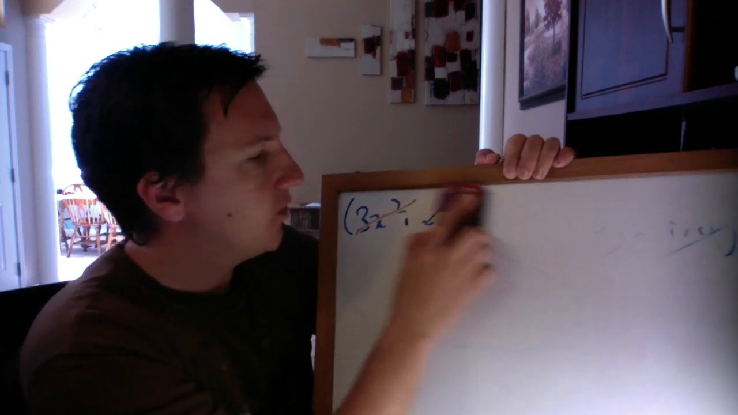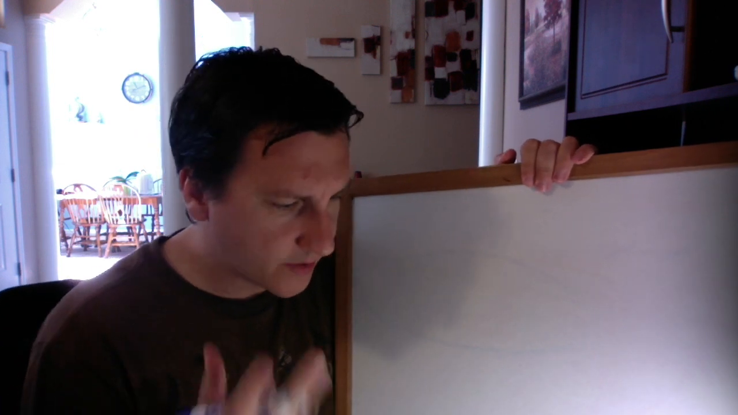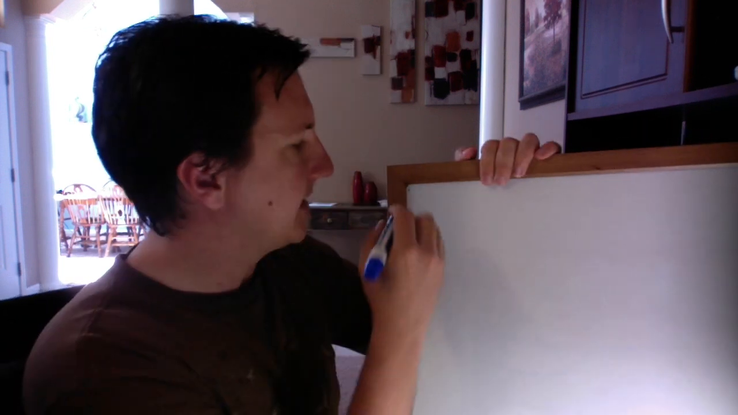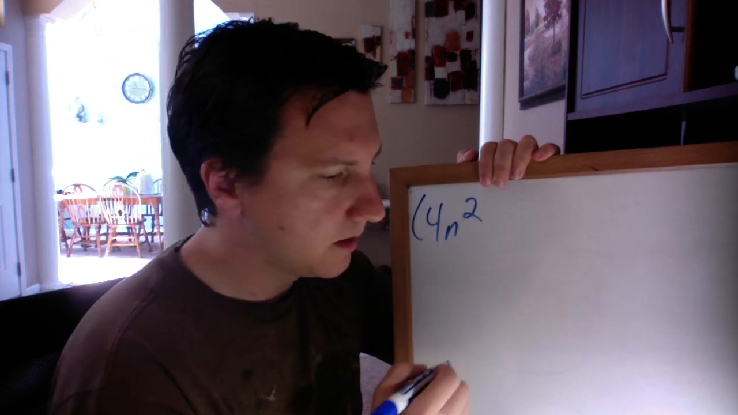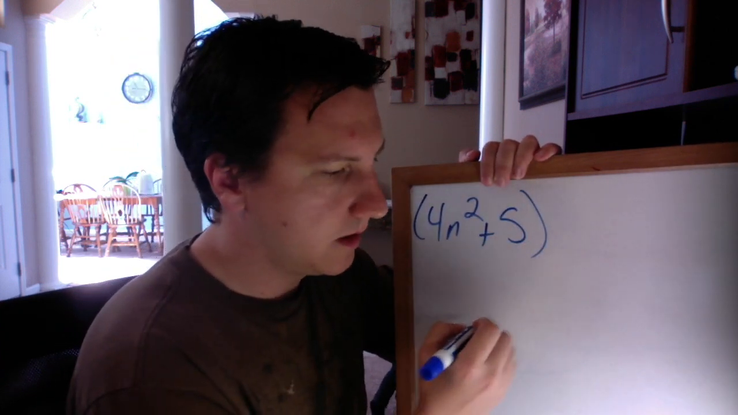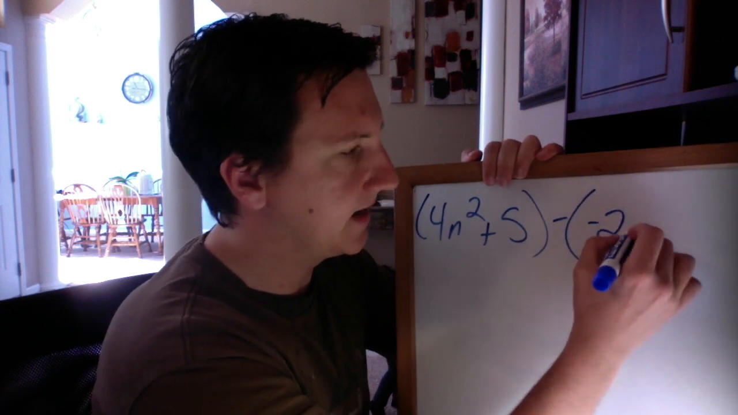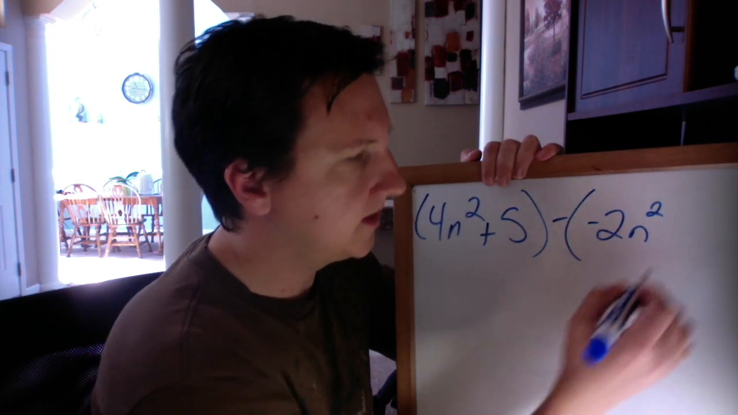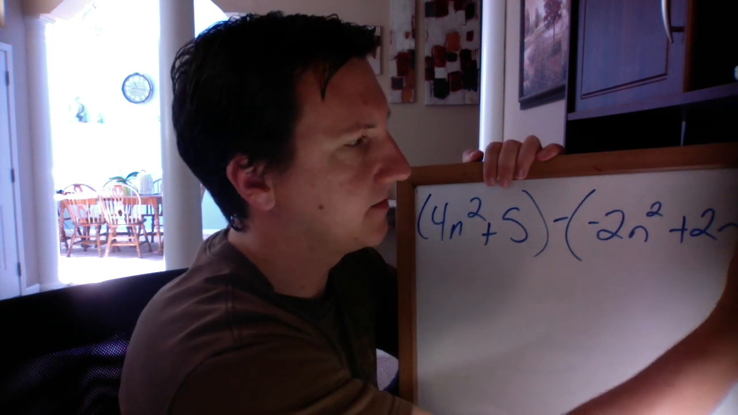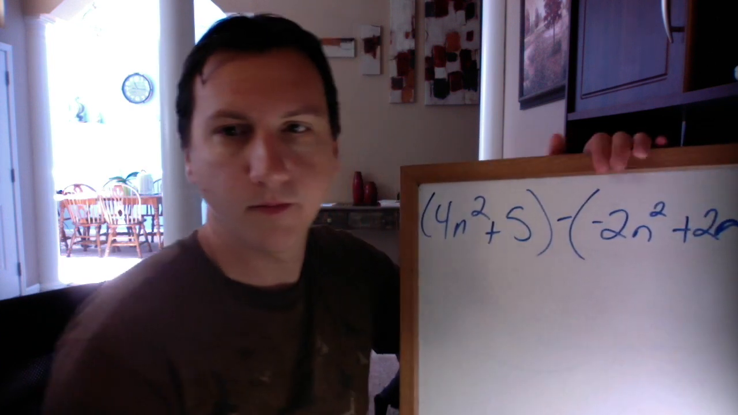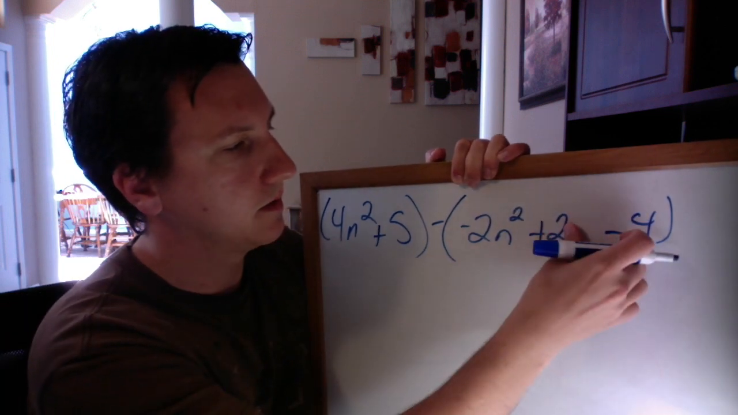Now, subtracting polynomials is simple. It's just a little different, and I want to show you how. So on the subtraction example, we're going to look at example 4 on page 556. Let's just take letter A. So it says 4n squared plus 5 minus, parentheses, negative 2n squared plus 2n minus 4. Okay, and there we go.